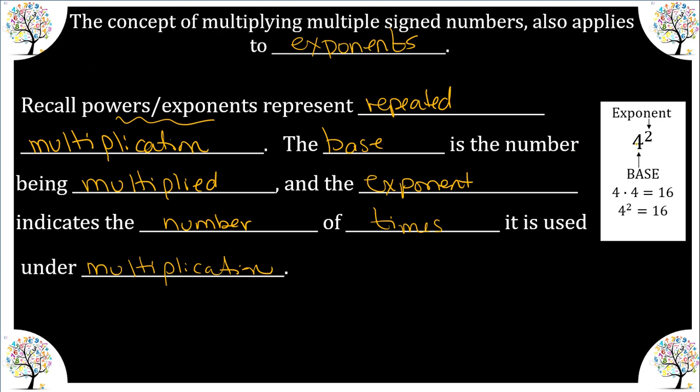So here we have 4 to the second power. Our base is 4, so 4 is what's being multiplied. It's the one that's being repeated. And then the 2 tells us how many times to write down that base, and then we just multiply. So 4 times 4 is 16, or we can say 4 squared is the same as 16. Do not make the mistake of multiplying 4 times 2. You write the base down as many times as the exponent value, and then you multiply.